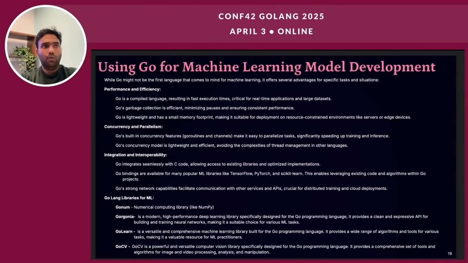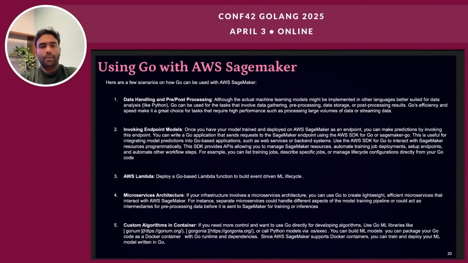We also have GoLearn and GoML, which are versatile and comprehensive machine learning libraries, again, specifically built for the Go programming language. They provide a wide range of algorithms and tools for tasks, making them a valuable resource for ML practitioners who work with Go. We also have GoCV, which is a computer vision library specifically designed to provide a comprehensive set of tools and algorithms for image and video processing, analysis, and manipulation. This is the ML part of it.